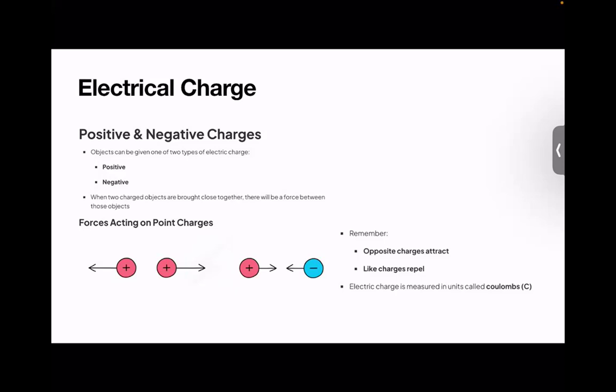So these are some of the basics you're supposed to know: like charges will repel, positive with positive and negative with negative, and positive and negative will attract. Similarly, electric charge is measured in coulombs. The symbol is C. How much charge is flowing will be measured in coulombs. We'll come to that later on.